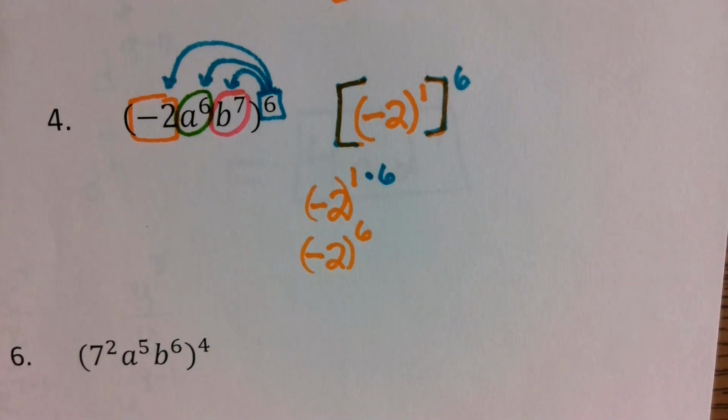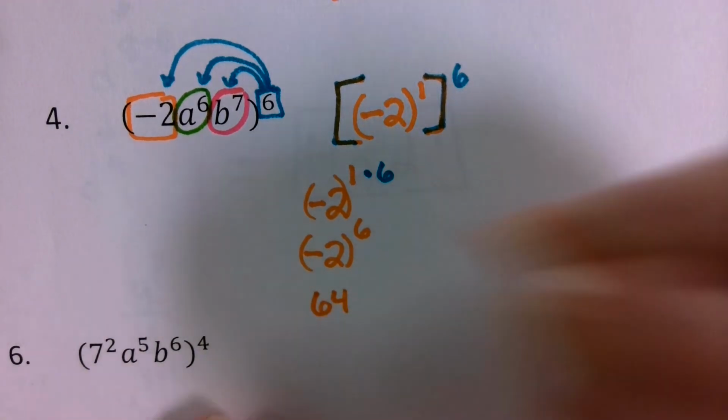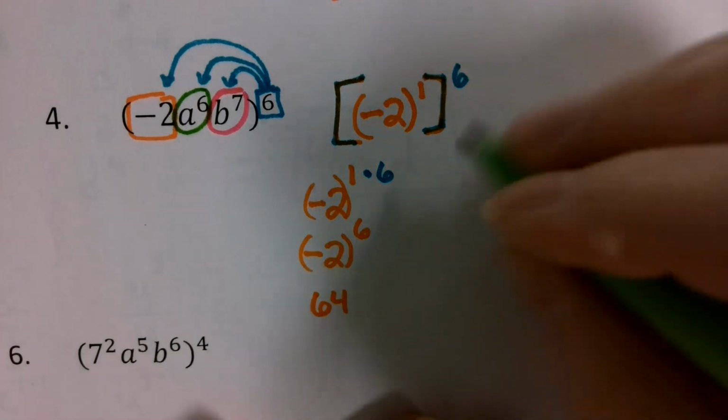That negative sign will throw you off and change your answer. You will get it wrong, so be mindful. This is going to come out to a positive 64. Okay, now let's look at the a.